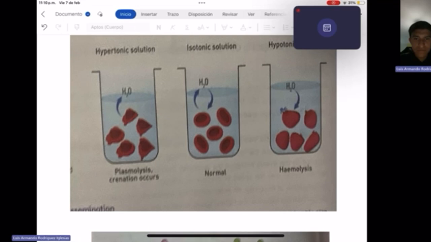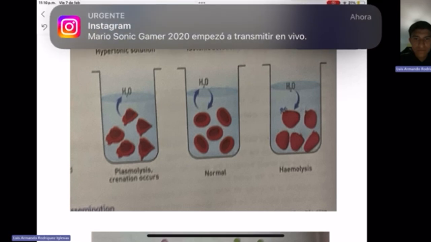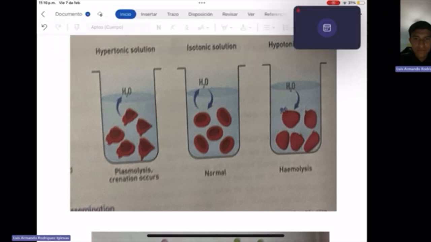Facilitated diffusion: this is a type of passive transport that allows substances to pass through the cell membrane with the help of a specific transport protein. This process is used for ions or large polar molecules with low solubility.